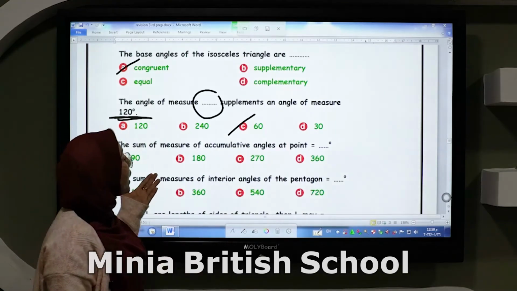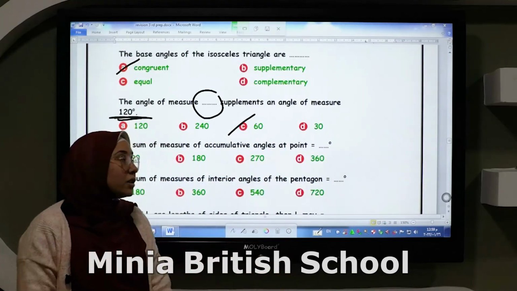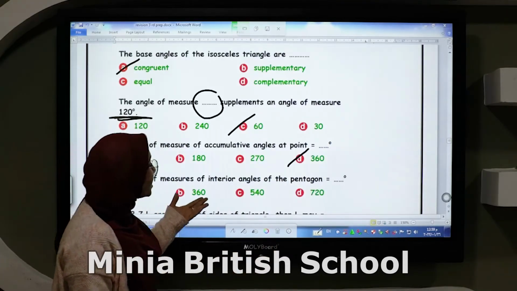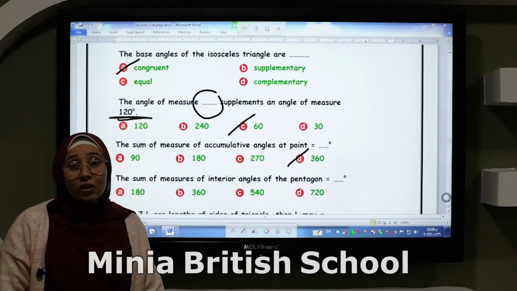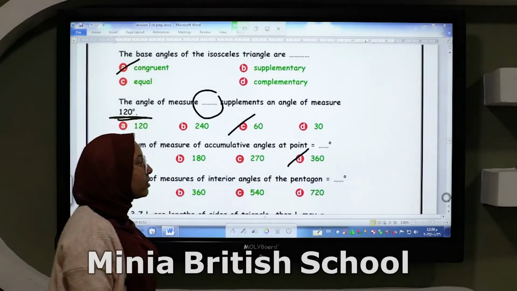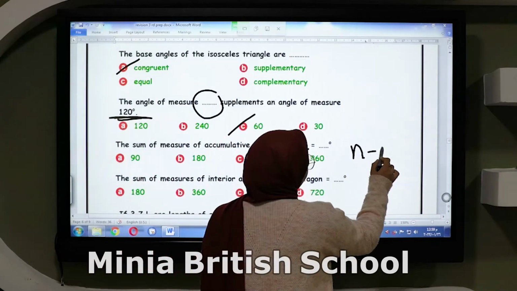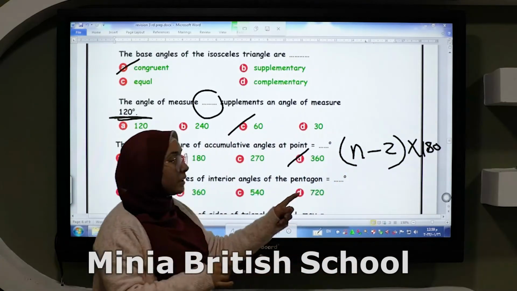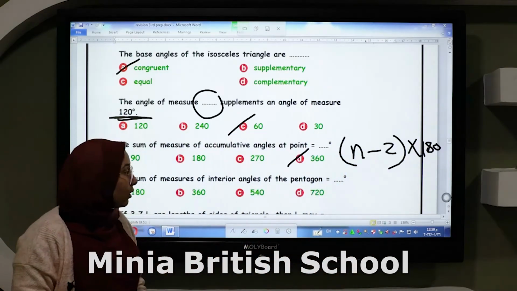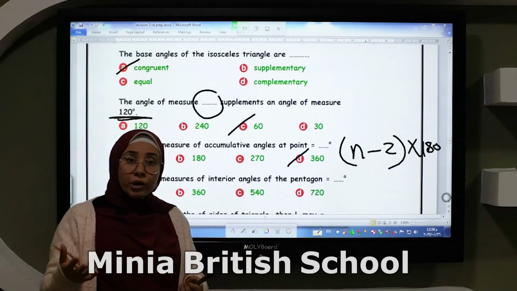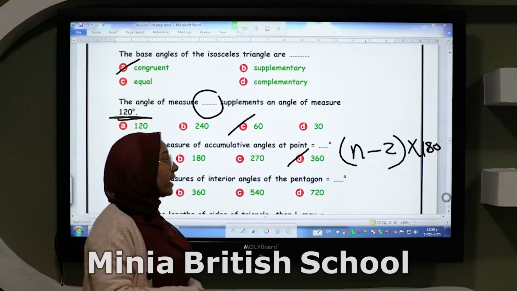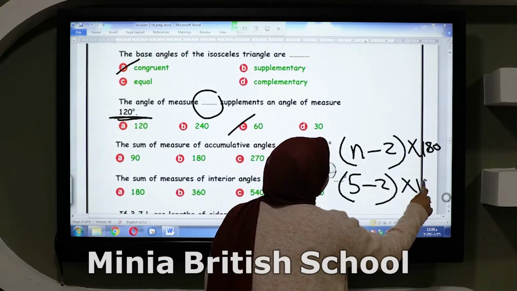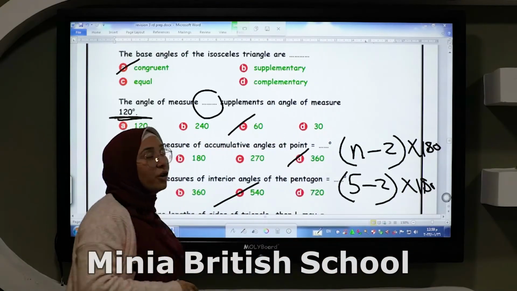The sum of measures of consecutive angles at a point is 360. Yes. The sum of measures of the interior angles of the pentagon equals 540. How? Because of this rule: n minus 2 times 180, where n is the number of sides of the polygon. The polygon consists of 5 sides, so 5 minus 2 equals 3. 3 times 180 equals 540.